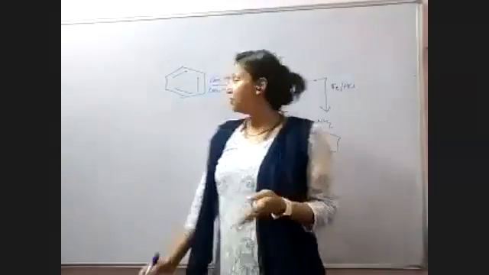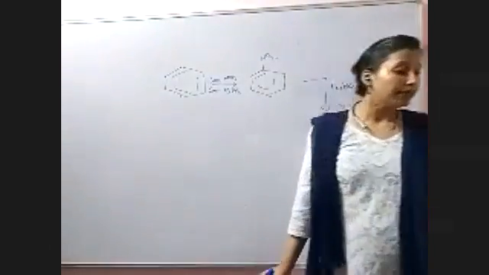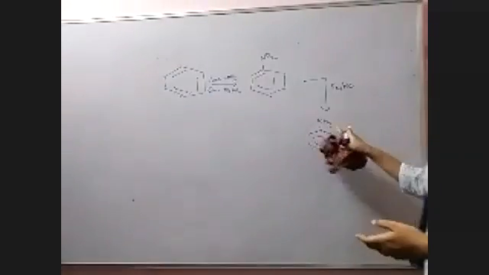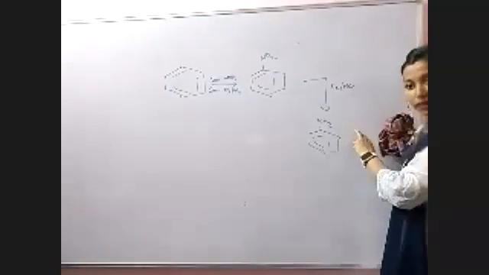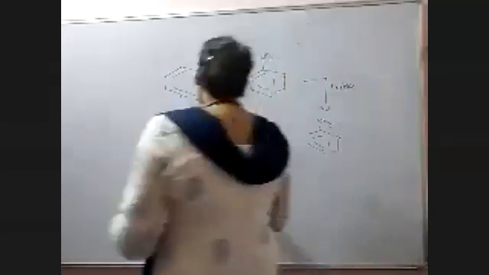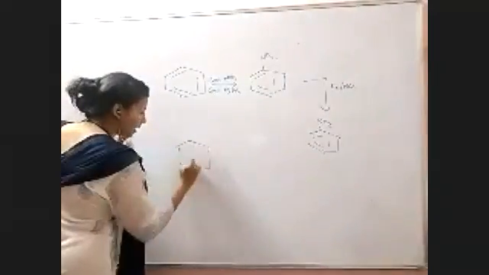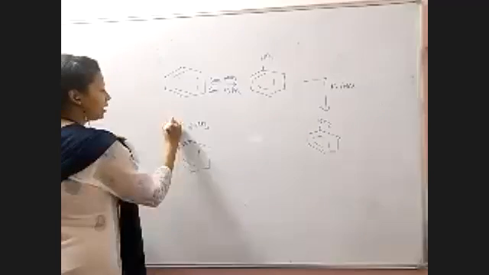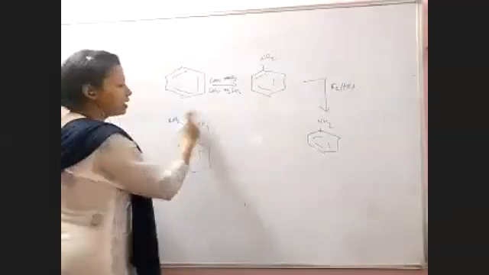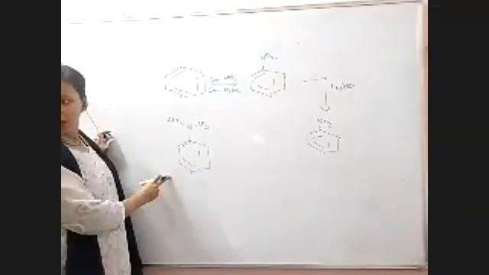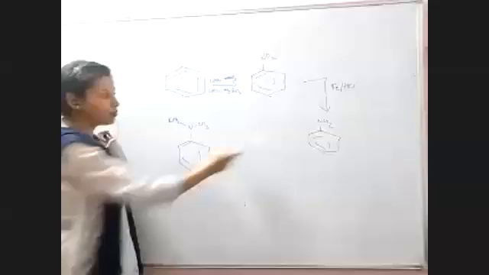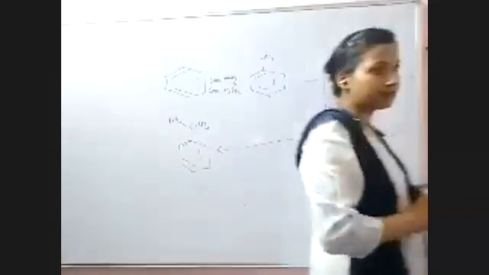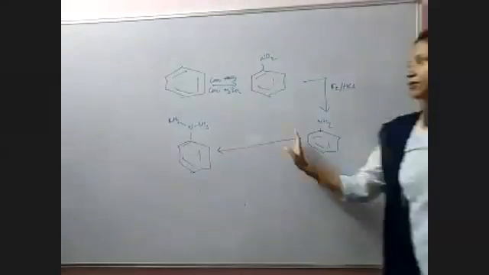Okay? So the second one was benzene to N,N-dimethyl aniline. Okay, so we have come up to here. After this we have to go to here. Wait a minute. N,N-dimethyl aniline is this, right? How will I come from here to here?